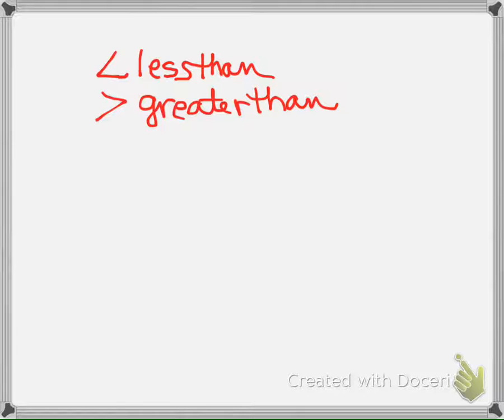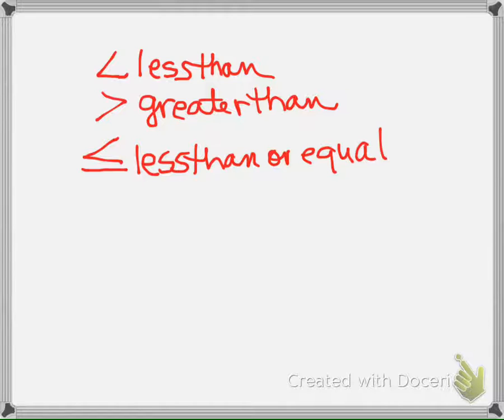There are two others that we're going to use. This one is a less than symbol, and then there's a bar below it, which means it's kind of a combination of less than or equal to. And that's how you would read that, less than or equal to. Meaning that it could be both. Just like this one is greater than or equal to.